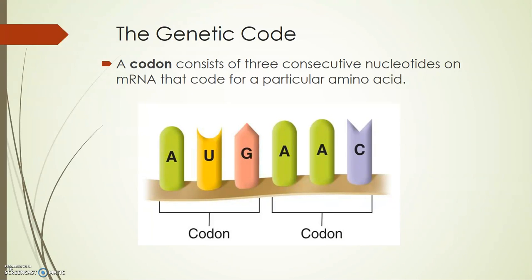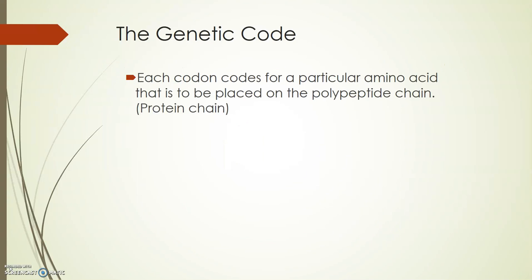When a cell reads the mRNA, it reads it in three-letter increments called codons. In this picture, AUG is a codon, and AAC is a codon. Each codon codes for a particular amino acid that will be added to the polypeptide chain, the protein chain. It is a very redundant code, and so multiple codons can specify more than one amino acid. This is a good thing because mistakes happen during the copying process, and it's possible that the damage could be negligible if the codon is changed into another that will code for the exact same amino acid.